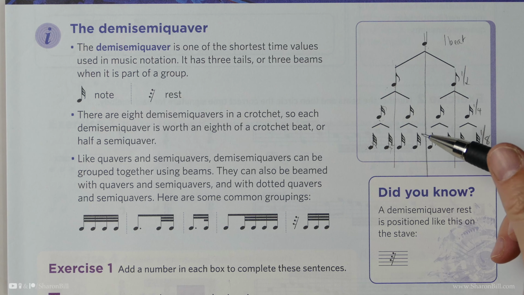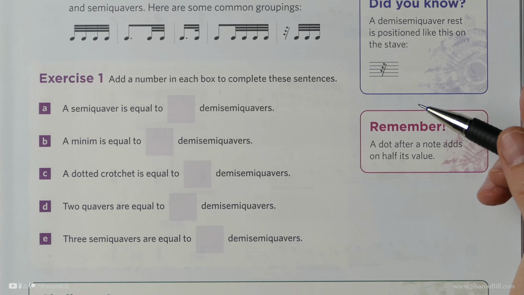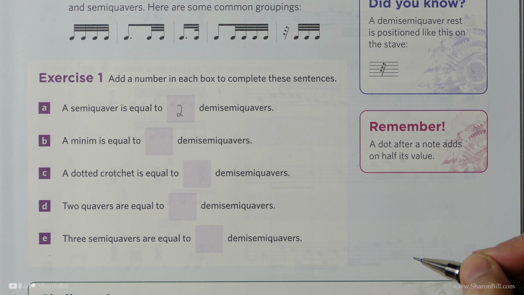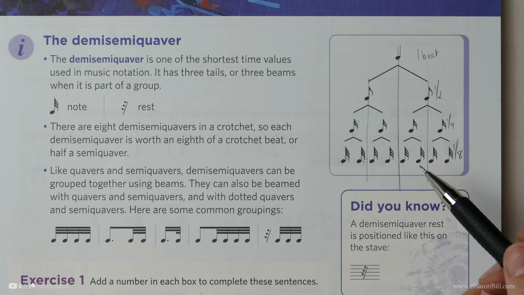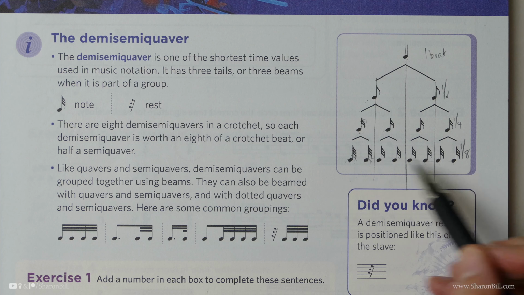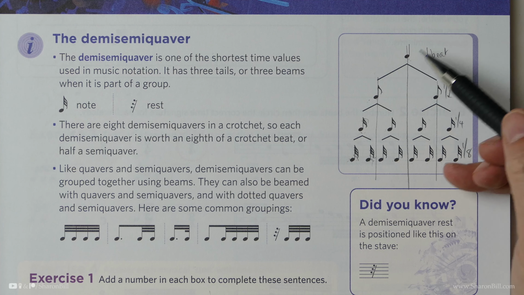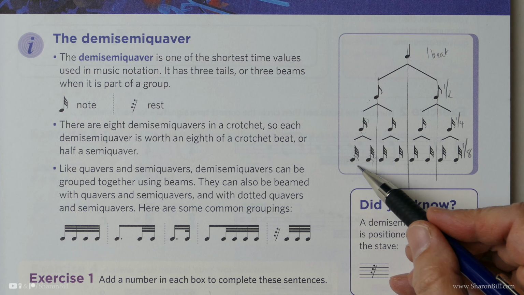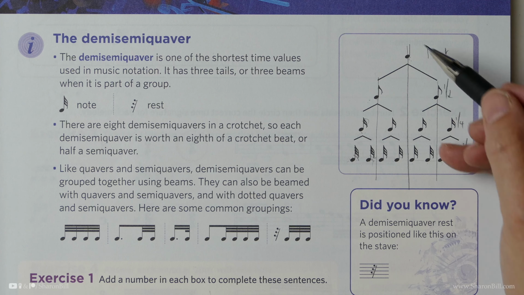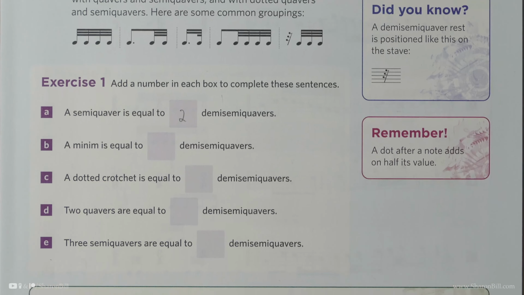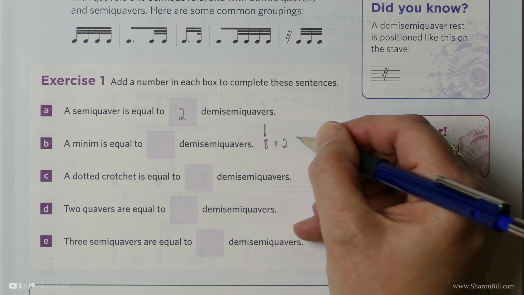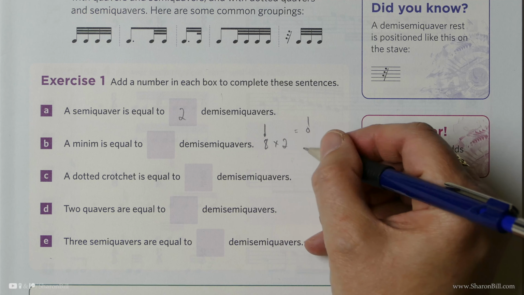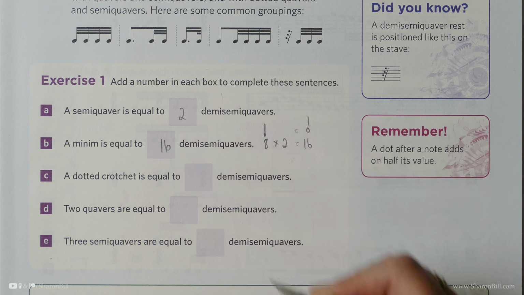Either way, we can see that a semiquaver is equal to 2 demisemiquavers. And so if you get your maths going, how many demisemiquavers are there in a minim beat? And so we know that if there are 8 demisemiquavers to a crotchet, we know that there are 2 crotchets to a minim, so we have to multiply that by 2. So 8 times 2 is 16.